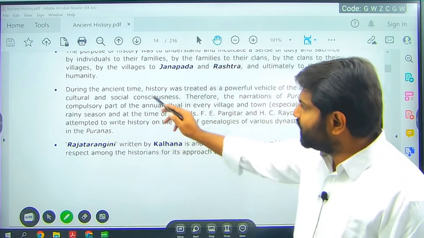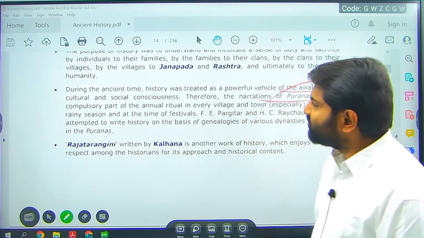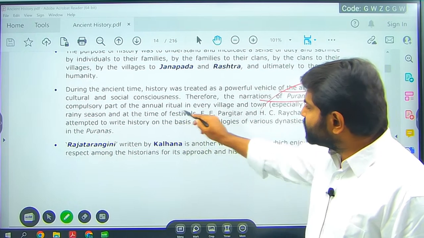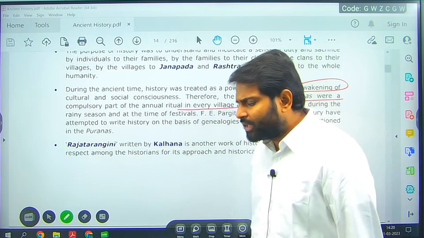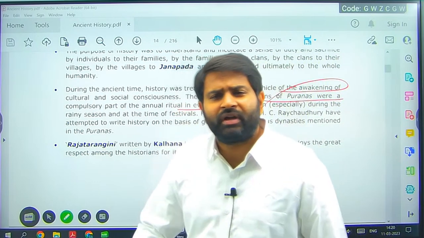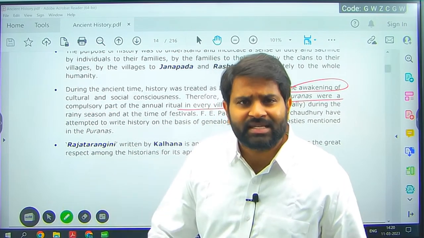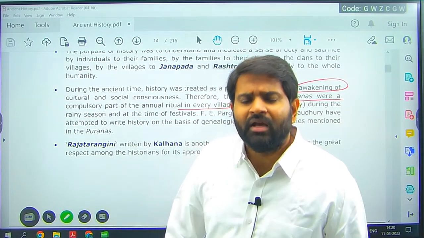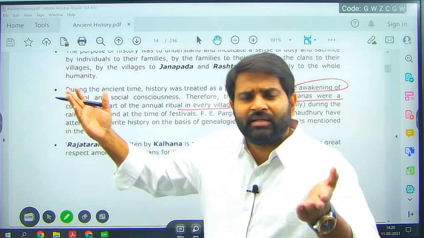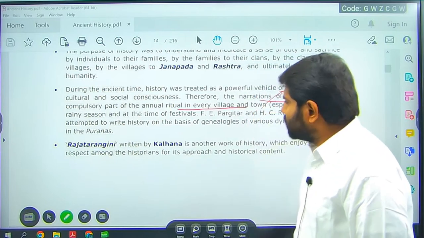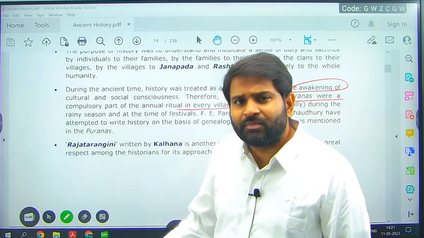During ancient time, history was treated as a powerful vehicle of awakening of cultural and social consciousness. Therefore, the narrations of Puranas were a compulsory part of annual ritual in any village. If you go to any village, particularly now also, you can see most of the time they play Mahabharata, they play Ramayana, they play different khandas of Ramayana. Right, all this is because this is not only in the text, this is part of way of life, right? So these are the cultural identities which we are still carrying, which are triggered by such events and dramas, right? So to bring the history to the understanding of the common man, such systems are there even now.